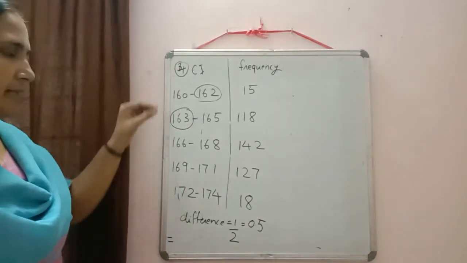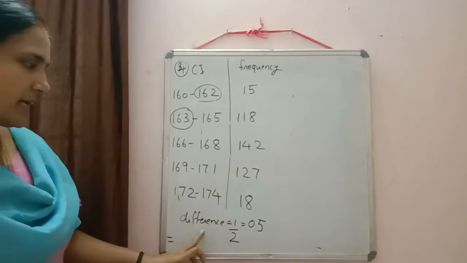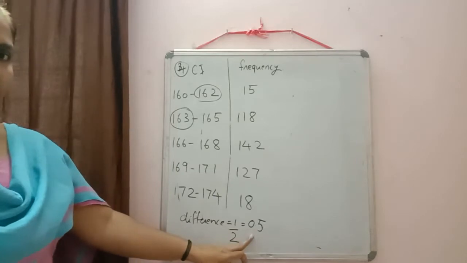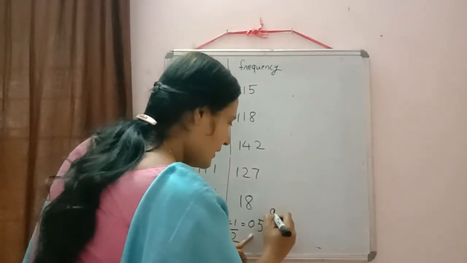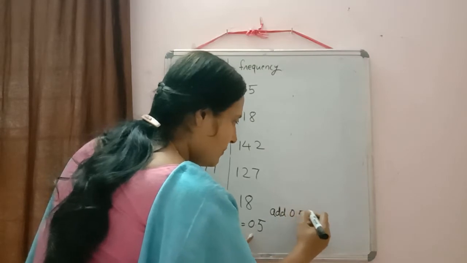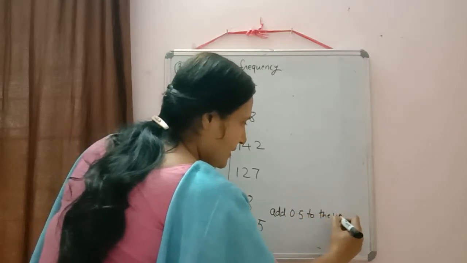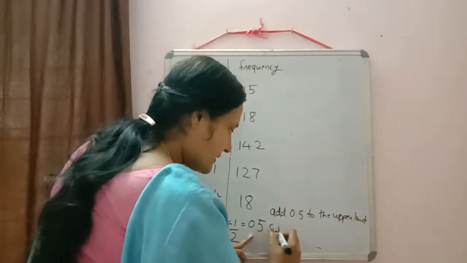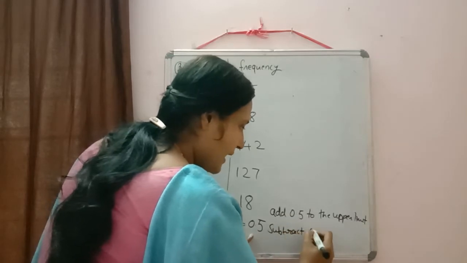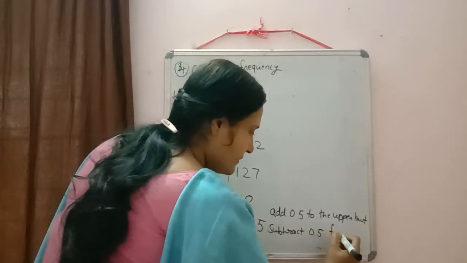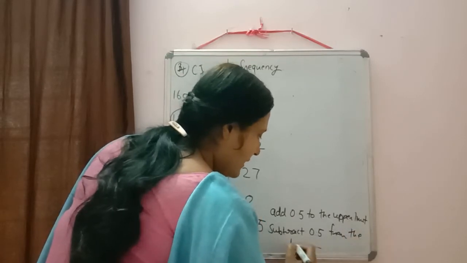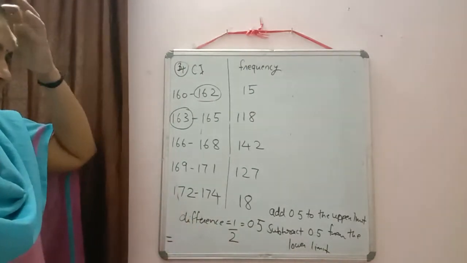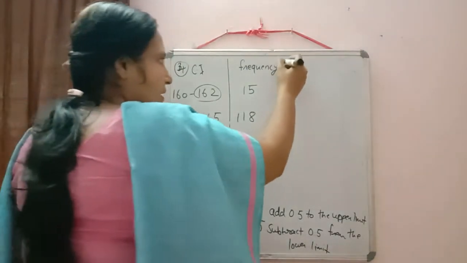What we are going to do is make the class interval continuous. We get the difference 1 and then divide 1 by 2. Then what will we get? 0.5. Now what you have to do? Add 0.5 to the upper limit and subtract 0.5 from the lower limit. So here only you can write down.